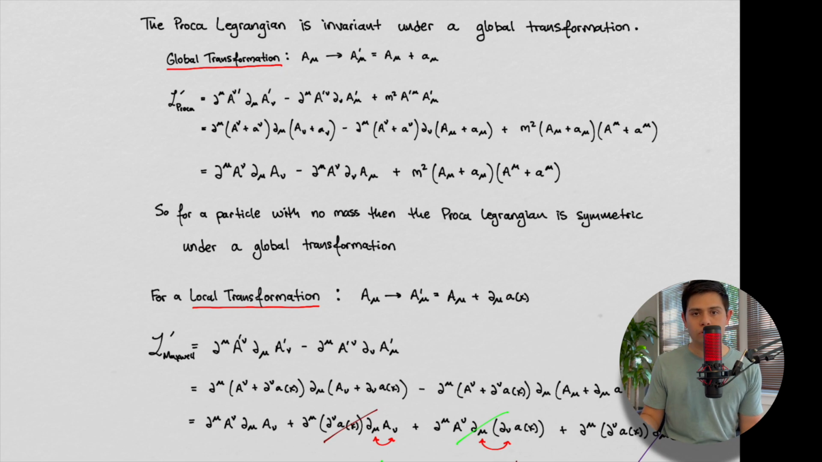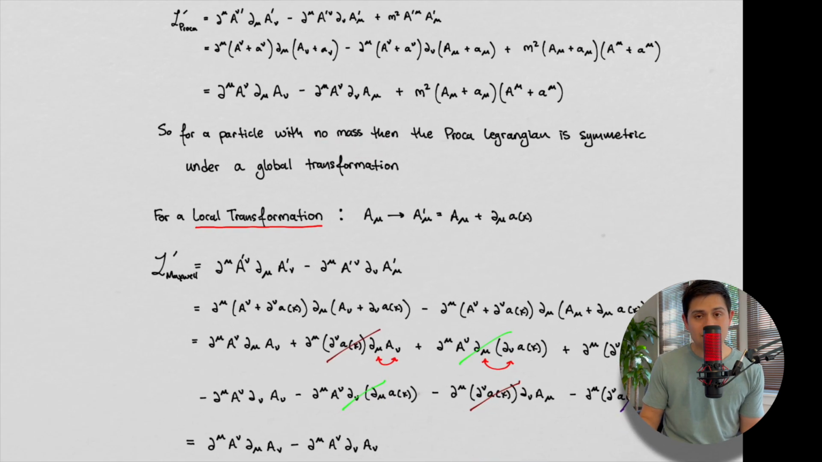M, as you've maybe recalled if you watched my quantum field theory playlist, is a constant that tells you the degree to which the field is interacting with itself. It's a self-interaction term. However, if we say that m is 0, then we can say that this is invariant under global transformations, right? So the Proca Lagrangian is invariant under global transformations, as we can see right here, if the mass associated with that field is 0. So for a particle with no mass, the Proca Lagrangian is symmetric under global transformation.